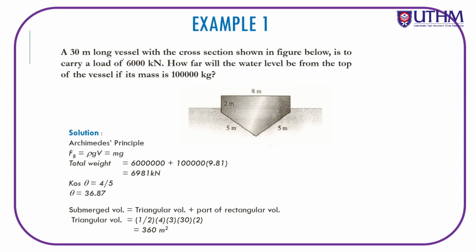A 30-meter long vessel with the cross section shown in figure below is to carry a load of 6,000 kN. How far will the water level be from the top of the vessel if its mass is 100,000 kg? So dia dah bagi panjang vessel ni ke belakang, kalau tengok dekat gambar ni kita tak nampak, adalah 30 meter. Dan dia tanya how far will the water level be from the top of the vessel?